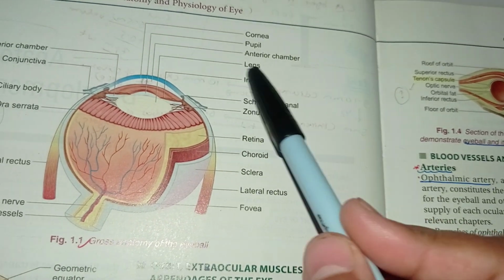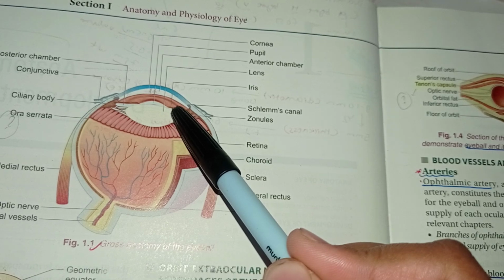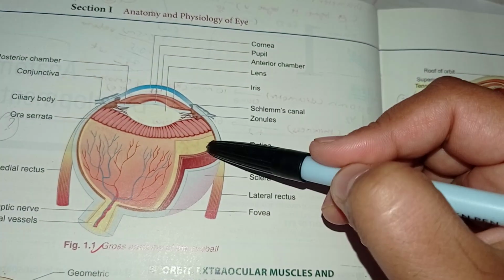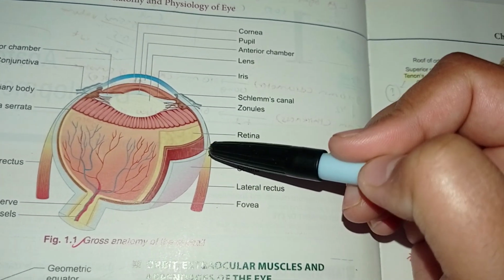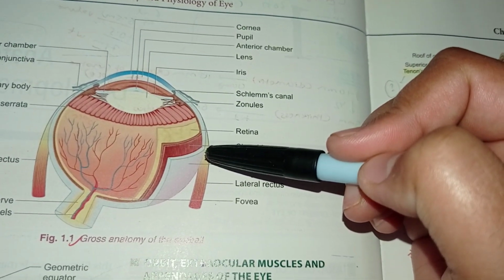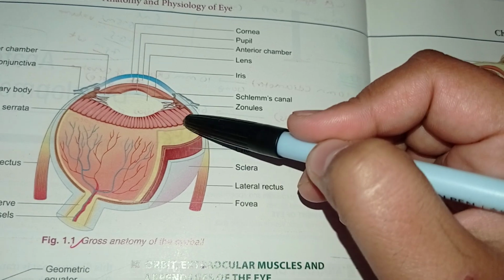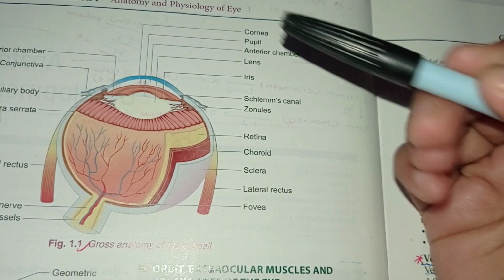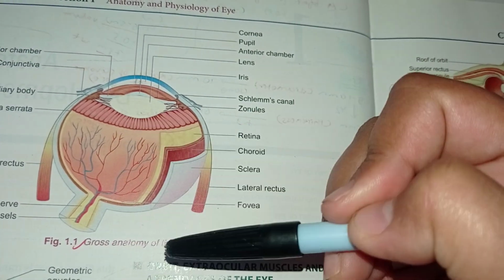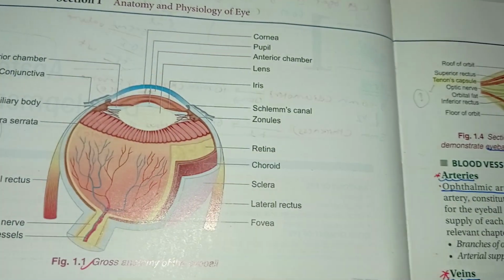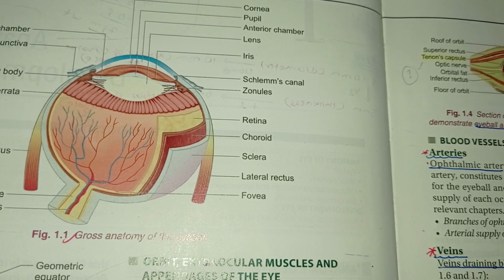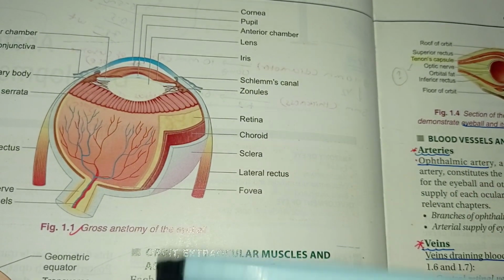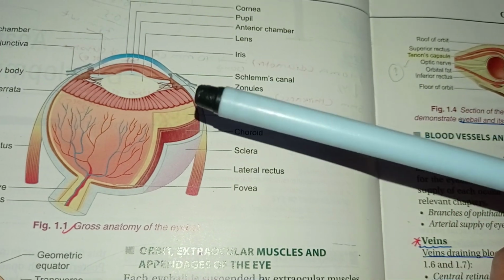Here we can see this is the iris, this is the ciliary body, and then we have the choroid here. Then after that we have the nervous coat, which is the retina, which is concerned with the visual function and projects to the visual cortex through the visual pathway. Now let us talk about the anterior and posterior chambers and the anterior and posterior segments of the eyeball.